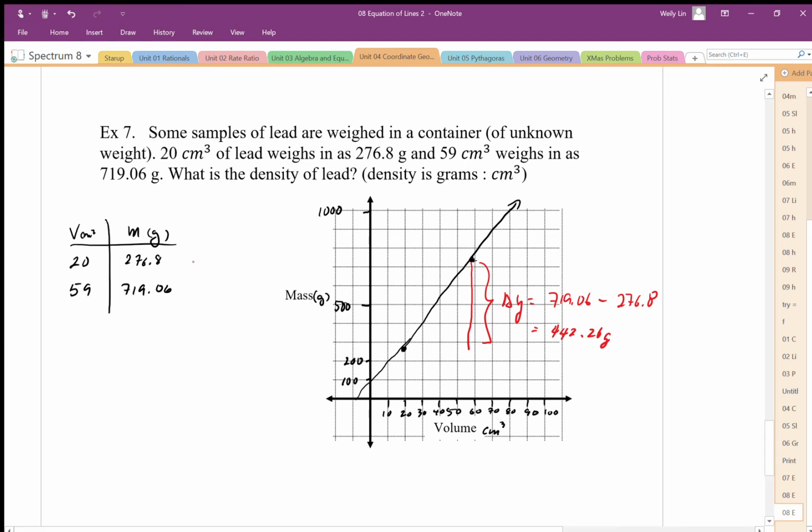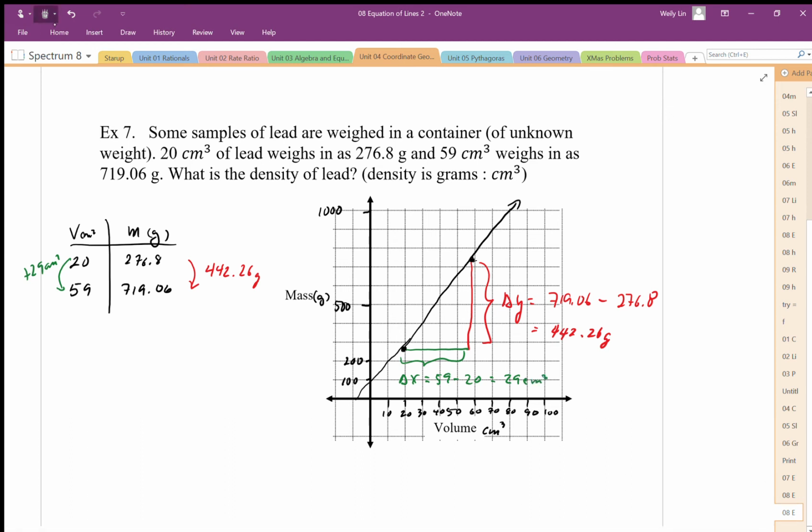I'm just going to show that here. Our changes are going to be shown on the outside of the table. So 442.26 grams, and the run in this case is plus 39 centimeters cubed. We can show that on the graph like this. This is going to be the change in x, which is 59 minus 20 equals 39 centimeters cubed.